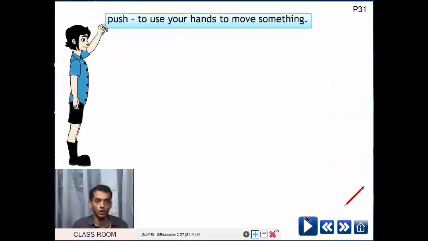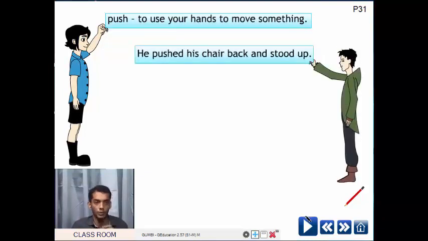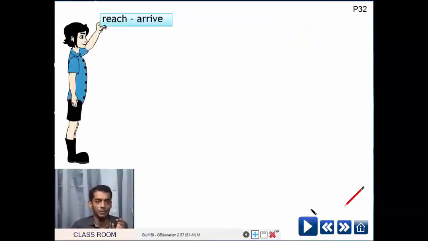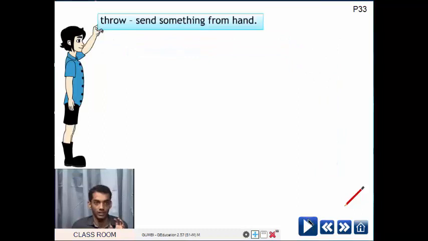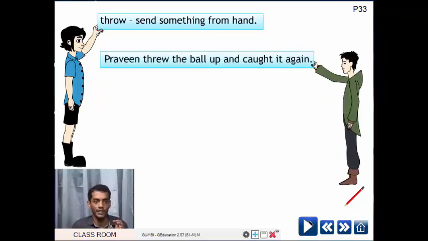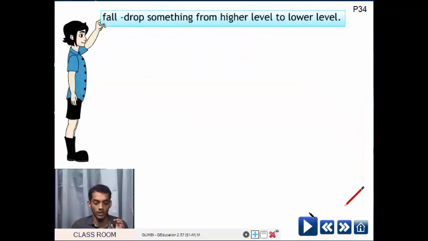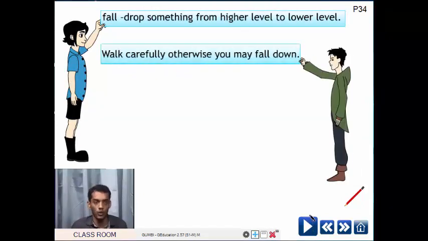Push means to use your hands to move something. He pushed his chair back and stood up. Reach means arrive. A bus reached the bus stop at 4:30. Throw means send something from the hand. Praveen threw the ball up and caught it again. Fall means drop something from a higher level to a lower level. Walk carefully, otherwise you may fall down.